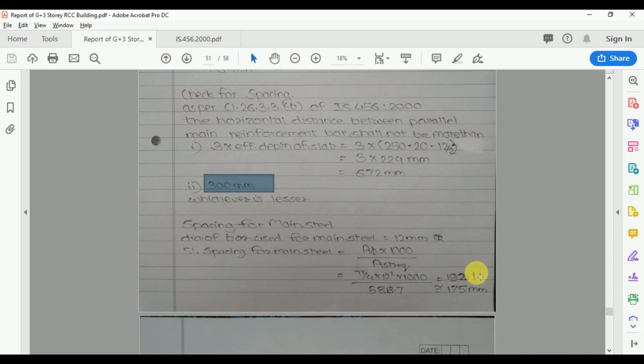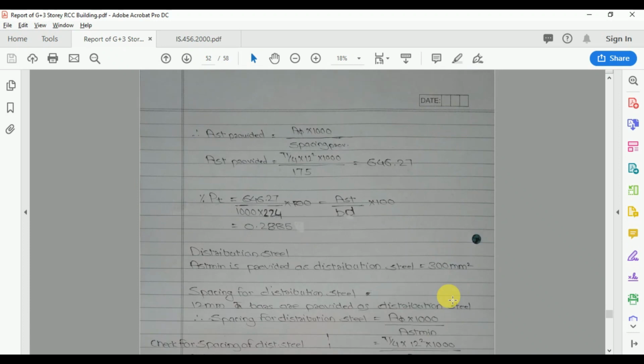Hence here the lesser value is 192.11 mm. So by rounding down to the lower side, we got the value as 175 mm. So now we need to provide the 175 mm spacing for the main steel in our staircase. Now we need to calculate the area of steel provided for the checks.